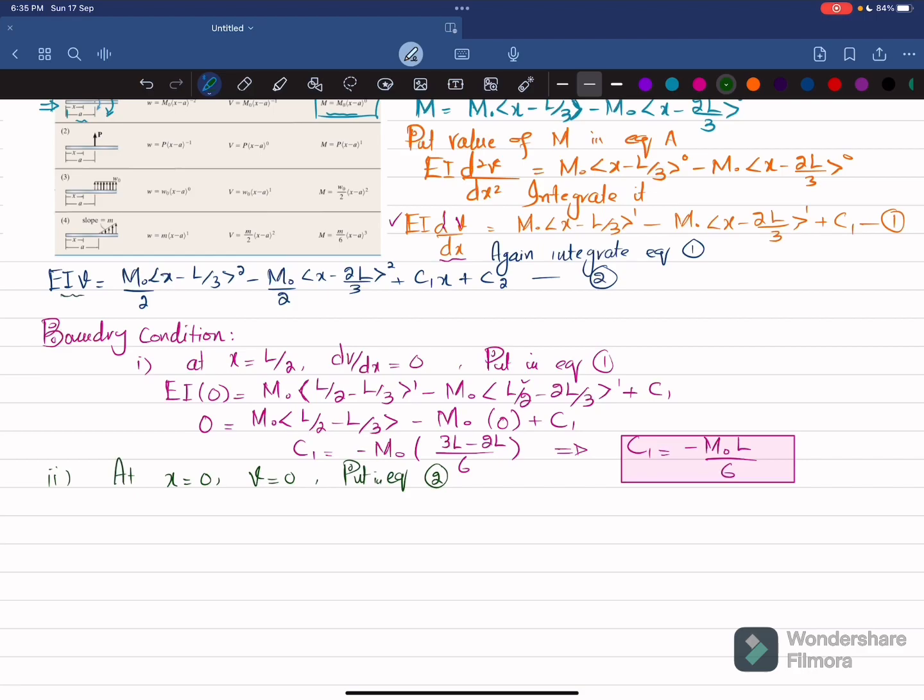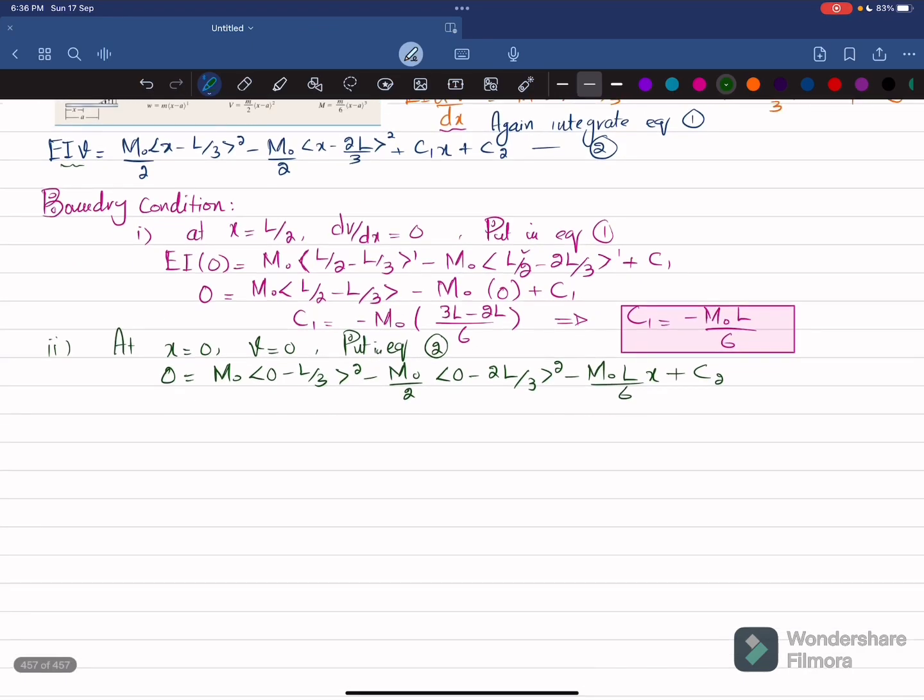So here this term will become 0, and this term will be equal to m naught into 0 minus L by 3 power 2 minus m naught over 2 into 0 minus 2L by 3 power 2 plus C1x, which is m naught into L over 6 into x, plus C2. So this term will be equal to 0 because this will be negative. Anything inside the Macaulay's bracket that is negative will be considered as 0. Similarly, this term will be equal to 0. So we will be left with 0 is equal to 0 minus m naught L over 6, and x is also 0. So this will be 0 plus C2. So from here you will get C2 will be also equal to 0.